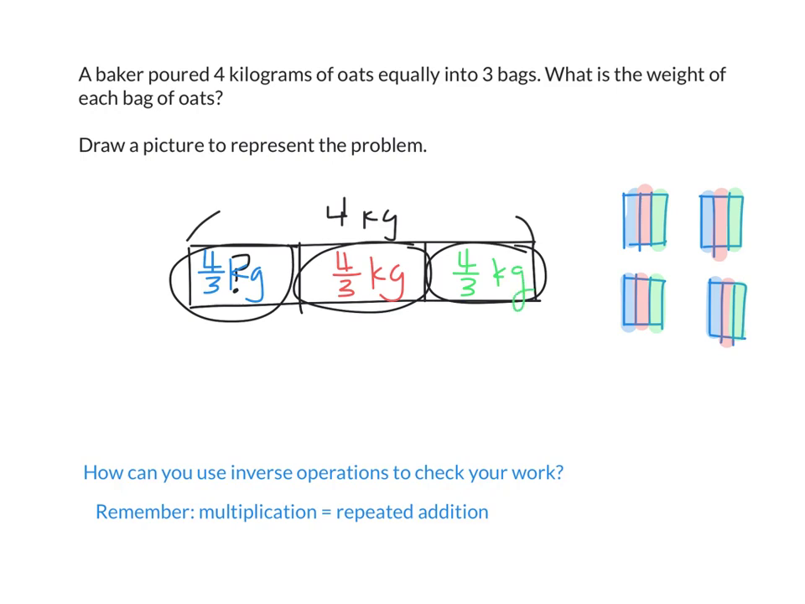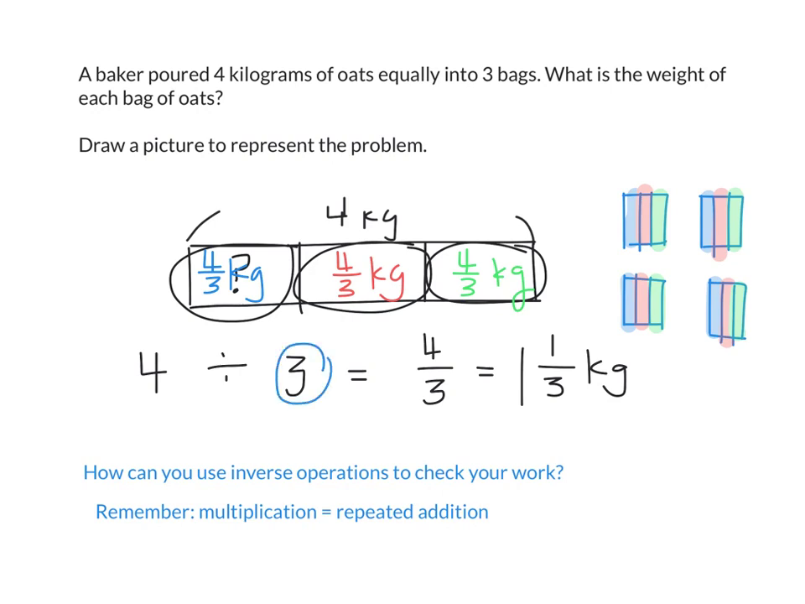Okay. Now, what math problem am I doing here? I have 4 kilograms, and I'm dividing it equally into 3 bags. So that equals 4 thirds, which is 1 and 1/3 kilograms. What if I want to use unit form? Right now, my units are 4 ones. But because I'm dividing by 3, I want to change it into thirds.